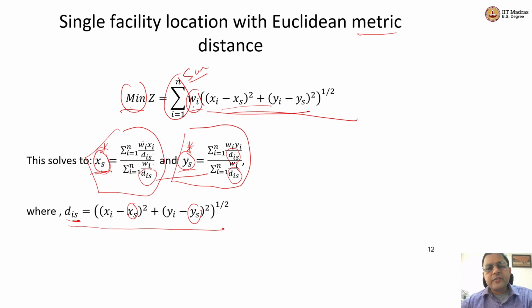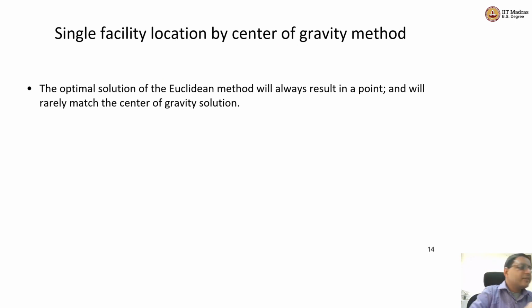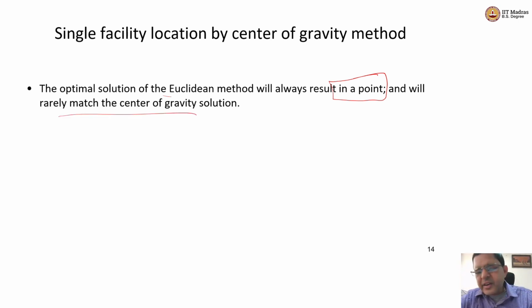We have seen the metropolitan distance measure, it results in a cross median approach. Now this is a Euclidean distance measure. What is the differentiating feature? Euclidean distance measure will always result in a single point. The optimal location will always be a single point, whereas in the metropolitan distance measure you may get a region. However, in the Euclidean distance measure, the optimal solution will rarely match the center of gravity solution. Center of gravity solution is most of the time not the optimal solution.